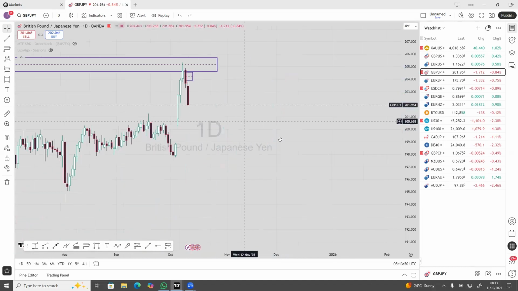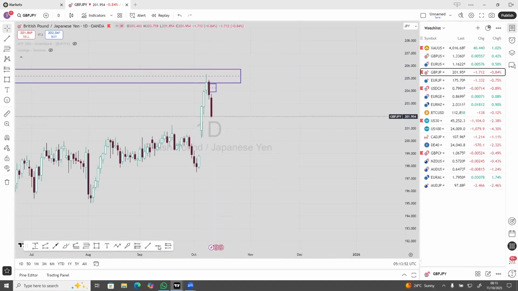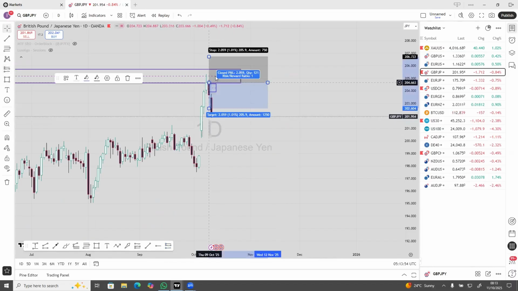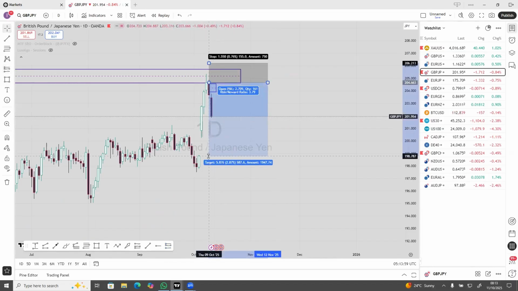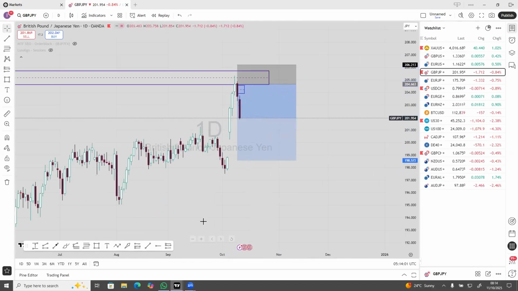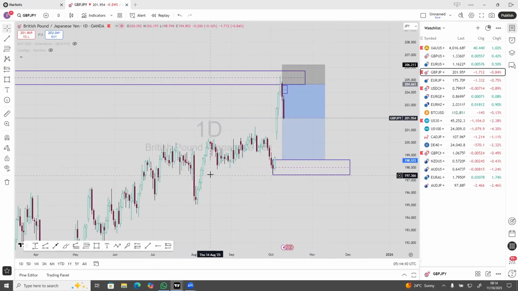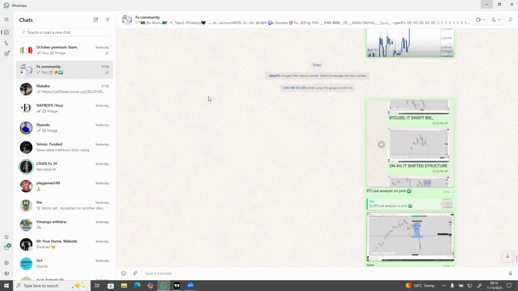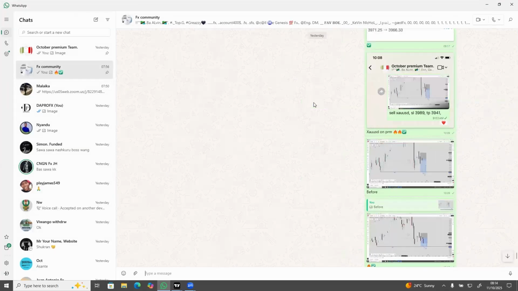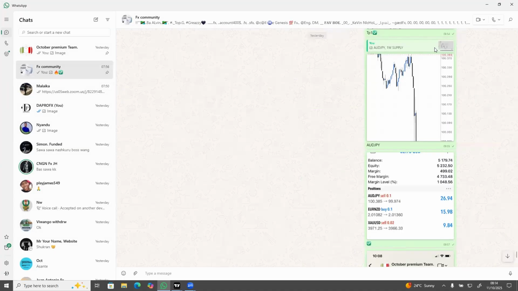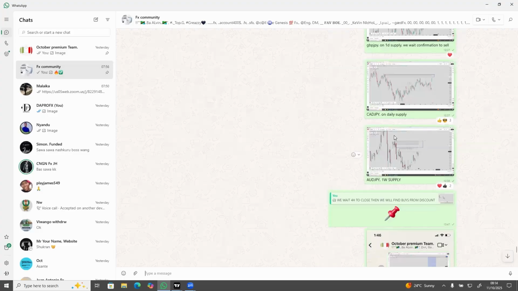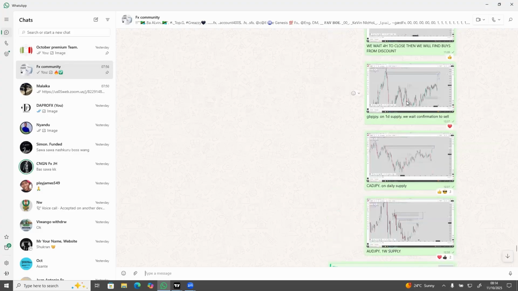Hapo tunaona kulikuwa na beautiful supply zone ambayo ilikuwa hapo na tumeona good reaction that the price, so expecting this it will be a short move until it clear all of that volume imbalance. You can see over here we have daily demand, so expecting this price may drop until it mitigate that daily demand. That is it on GBP JPY. Also naweza kushare katika community over here. You can see that one, that is GBP JPY.